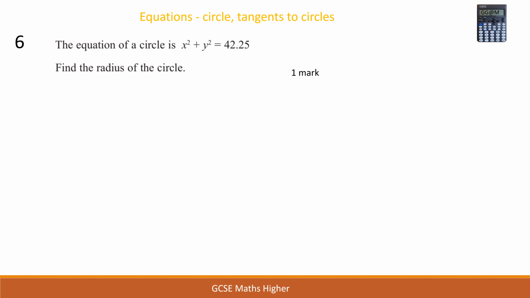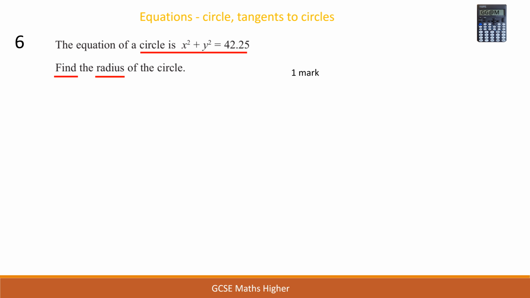The question on equation of circles, tangents to circles. So you're told the equation of a circle and you have got to work out the radius of the circle, and this is worth 1 mark in the exam. Remember, the equation of a circle is x squared plus y squared equals r squared. So if you square root 4,225, you'll be able to work out the radius of the circle.